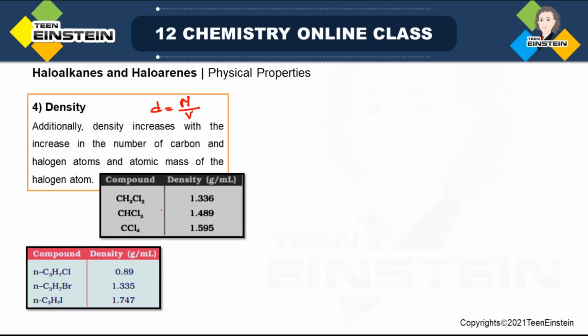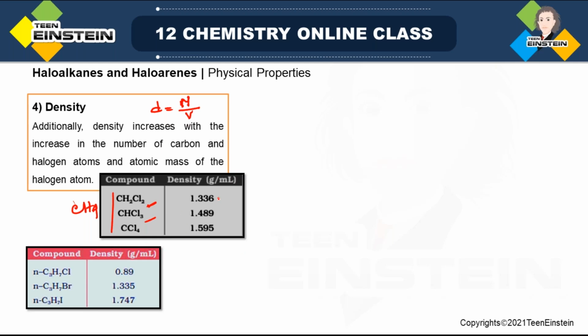Look at the first box. Here we have compounds. These three compounds are basically derivatives of methane. If you replace 2 hydrogens with 2 chlorines, you will get CH2Cl2. If you replace 3 hydrogens, you will get CHCl3. And if you replace all the hydrogens, you will get CCl4.